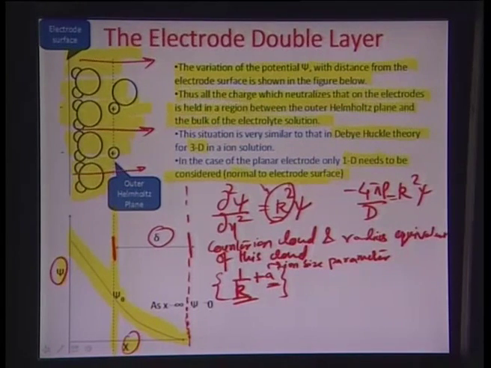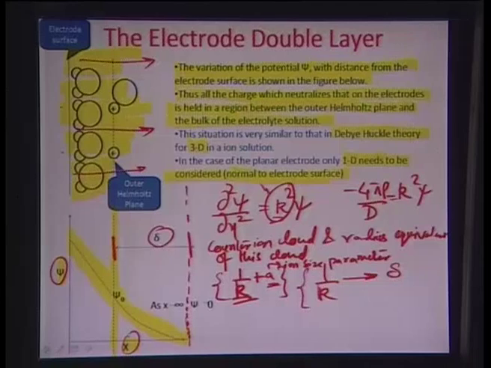So, the 1 by k here is replaced by delta. This actually comes out from another theory which is beyond the scope of this course. It is the theory of ion association as predicted by the Debye-Huckel theory. So, I will just assume here that this 1 by k is equal to delta in case of an electrode, just to make life simpler, and we will not be really looking at why that is so.